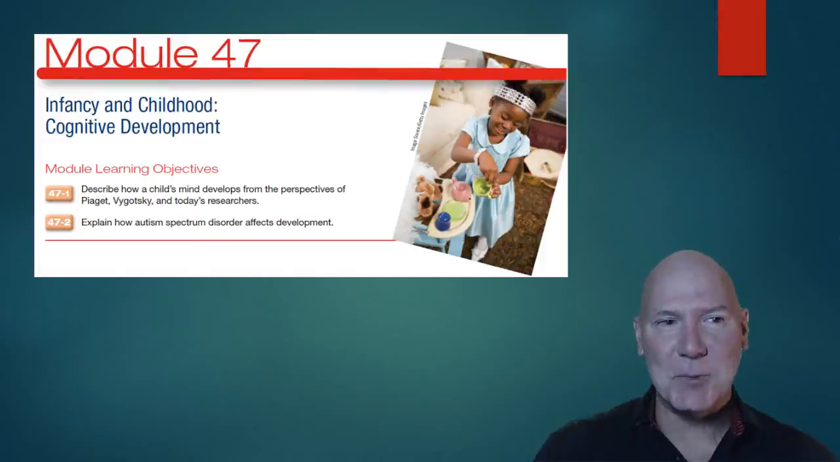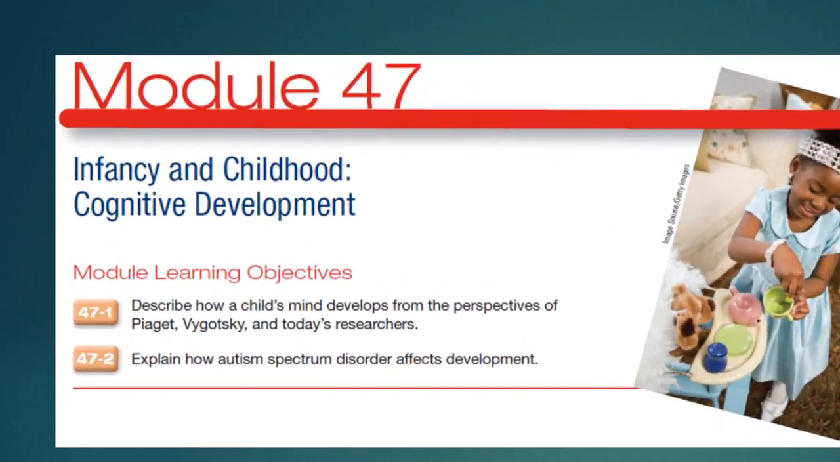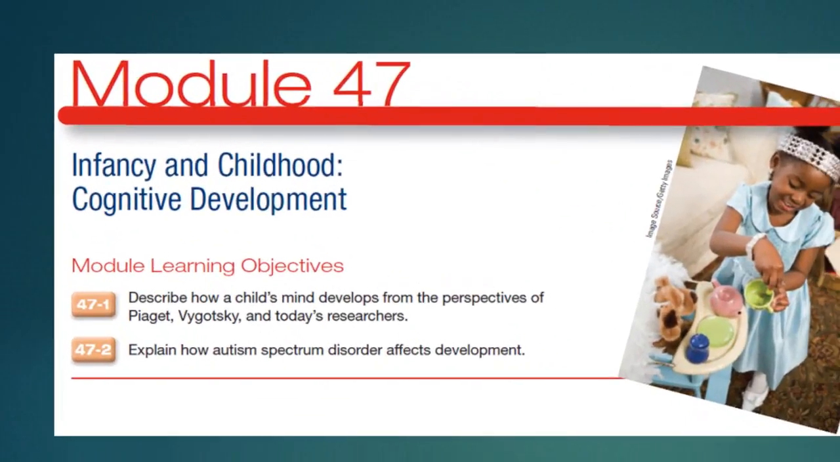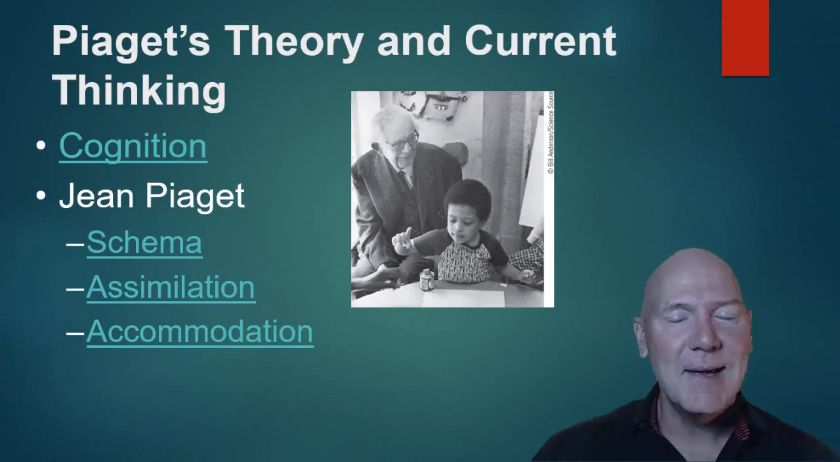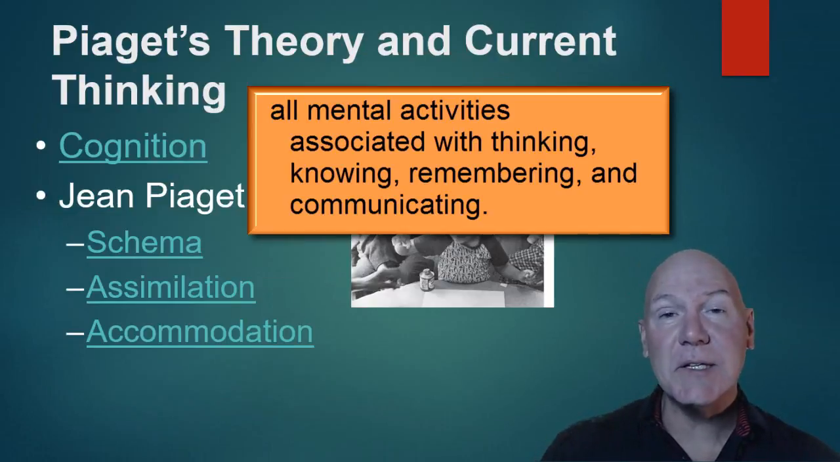Moving on in development, we're going to look at cognition. That's basically how we think. Here are the outcomes, so let's press forward. So cognition, like we said, is thinking. It's how you process information, encode it, and store it, like your memory. It's basically how we think.